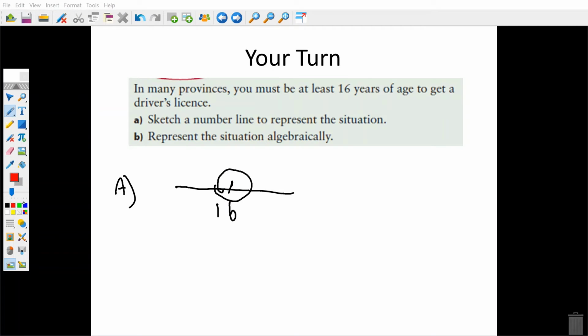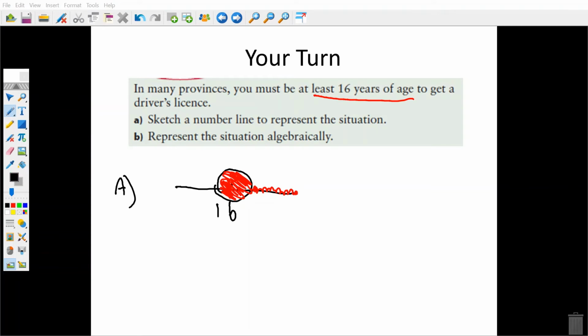I'll use a different color. You have to be 16 or older to get your driver's license. So this is going to be going to the right. It says you have to be at least 16 years of age. So you can be 16 and get your driver's license. So we will color in our circle. So you have to be 16 or older.